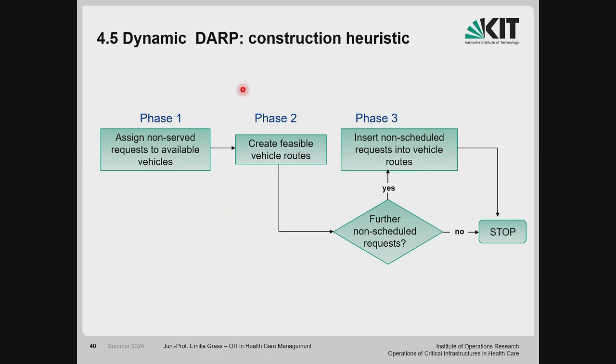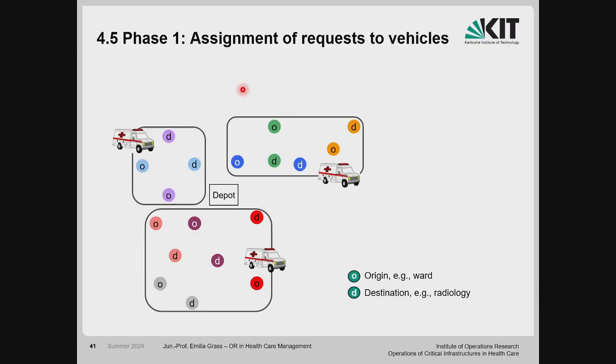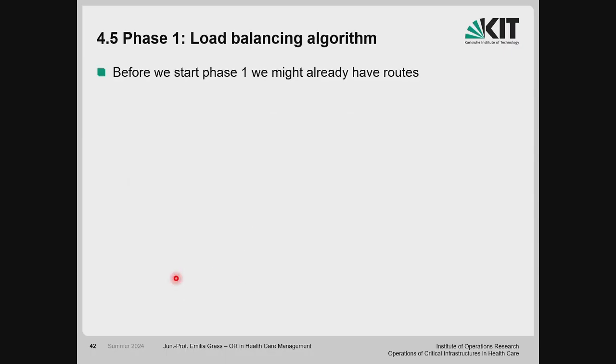So this is the basic construction heuristic. The first phase is just to cluster. After the morning round you have 20 requests, and the first phase of this construction algorithm is simply to say which vehicle should cover which requests. Okay, so this is the first step, and this is a basic load balancing algorithm.